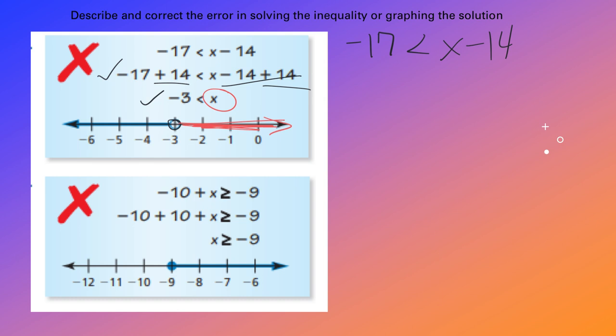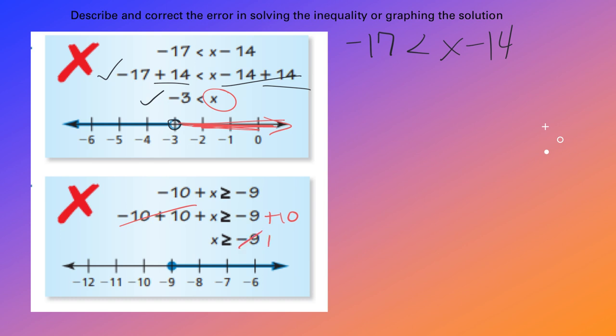Let's look at the second analysis. It tells me negative 10 plus x is greater than or equal to negative 9. What do I do here? They're telling me to add 10 to both sides, right? Is there a mistake there? They didn't add the 10 on this side, correct? So that this cancels out. And what is negative 9 plus 10? 1.